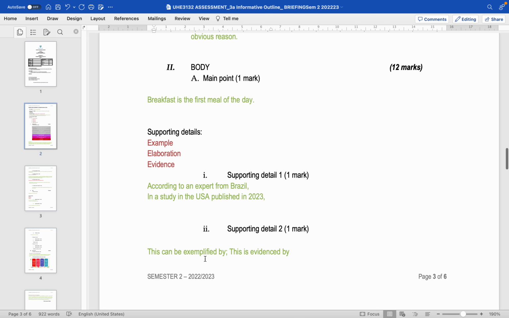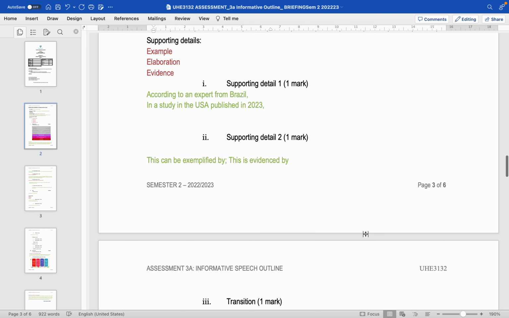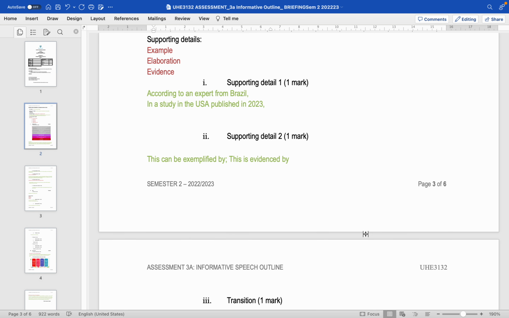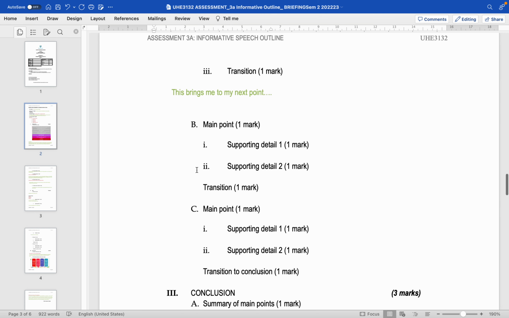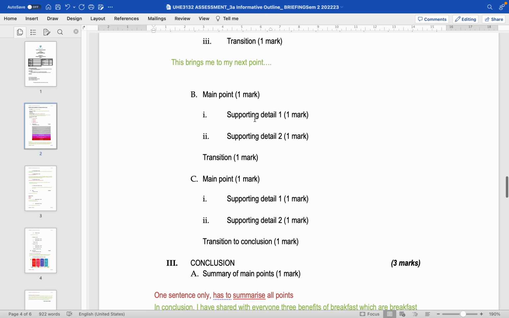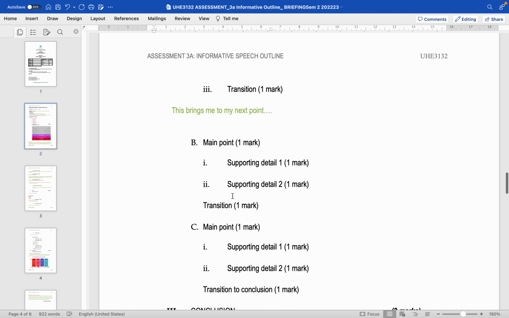If you want to put some examples, you can say this is exemplified by, or for evidence, evidence by, for example. And also for elaboration, you can say this is because blah blah blah. All of these should be in your point 2 and also point 3 as well.